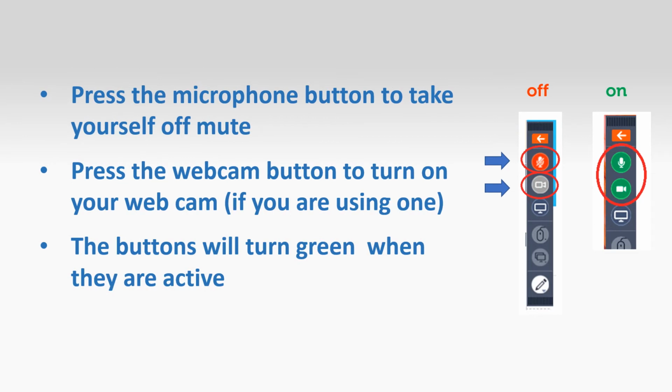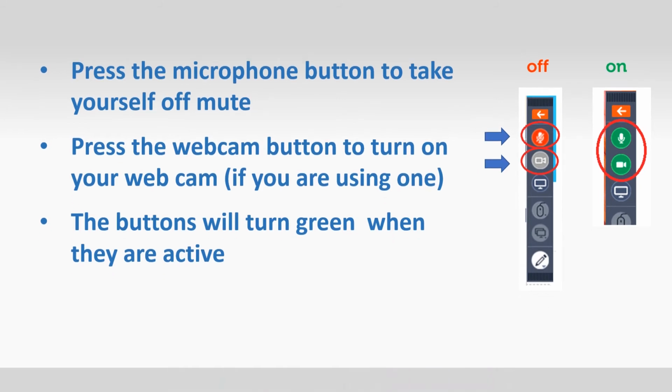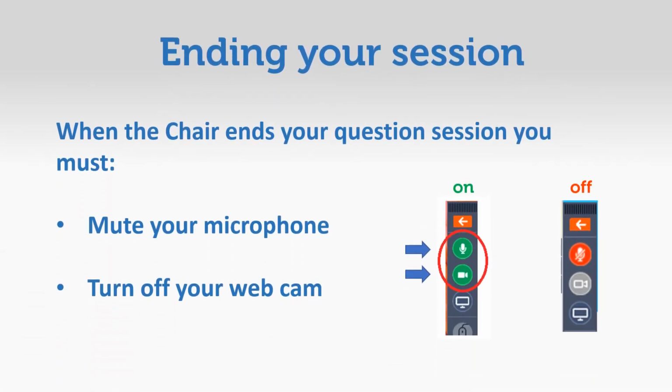This is how you make sure that your microphone and your webcam are live. Make sure that they are showing as green on your control panel so that everybody can hear you. If for any reason we can't hear you, the chairman will let you know. Once you've answered all the questions that the chairman has suggested, you can turn off your microphone and your webcam.